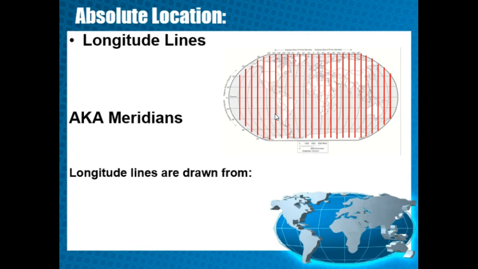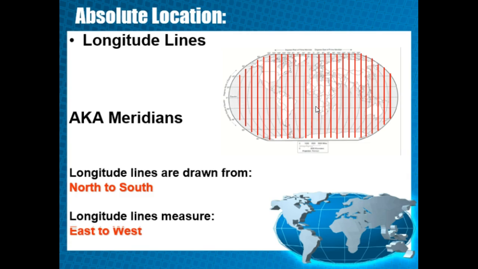That's what they look like. They are drawn from north to south, but they measure how far west or how far east some place is located, okay? So these are vertical lines, and they measure east and west, but they run north to south. Those are your longitude lines, okay? So when you're finding absolute location, first you need to know what your latitude coordinate is and then the longitude coordinate. So when you put them together into the grid system, you'll be able to find a place on Earth.